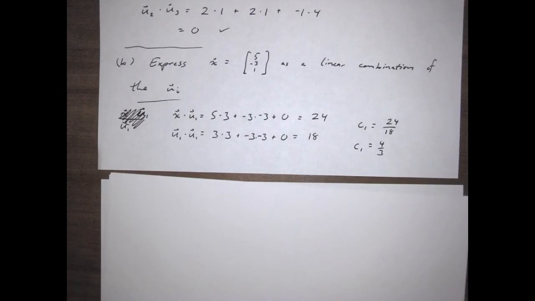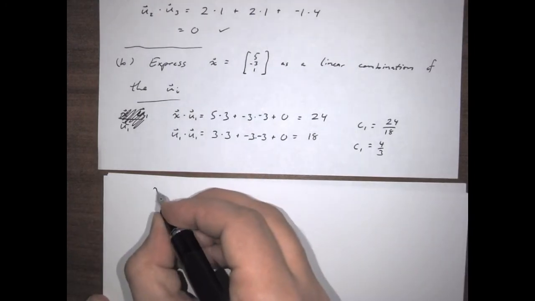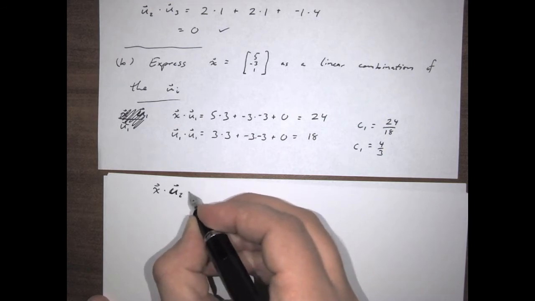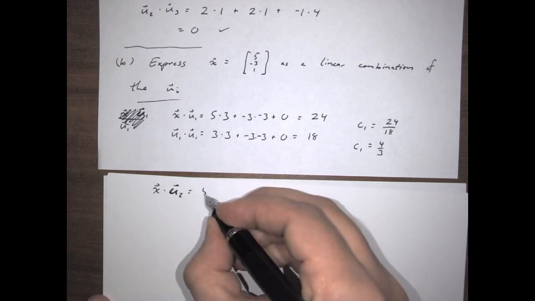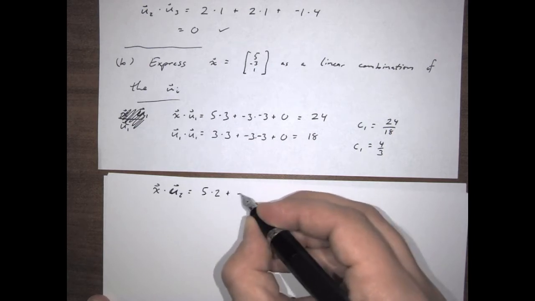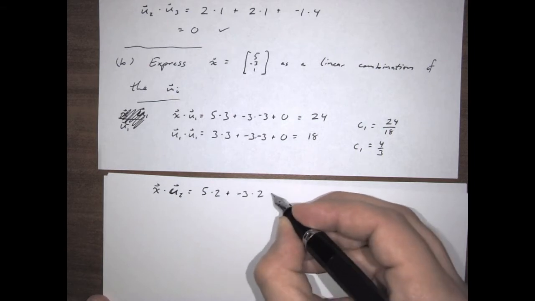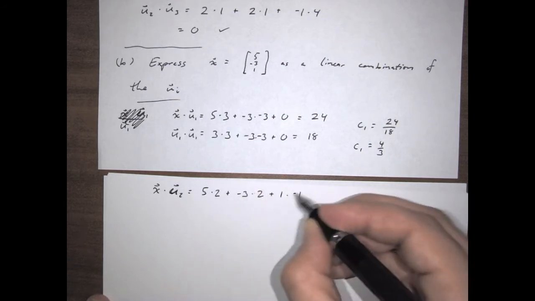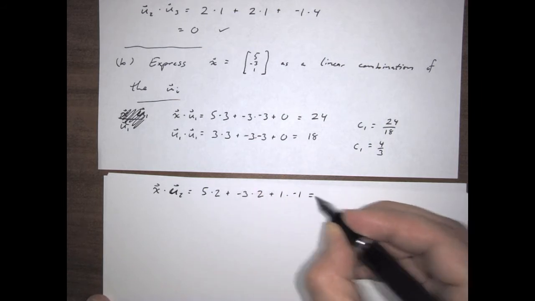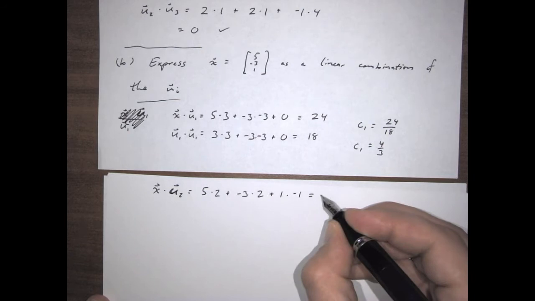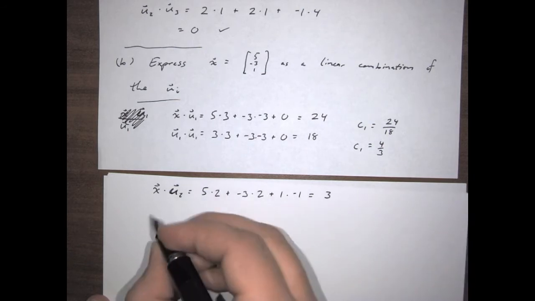The second weight we'll come across by just doing x dot u2. So x is 5 times 2 plus negative 3 times 2 plus 1 times negative 1. These are the components of x and the components of u2. And what are we going to get here? It's going to be 10 minus 6, make that minus 7, so it's going to be a total of 3.